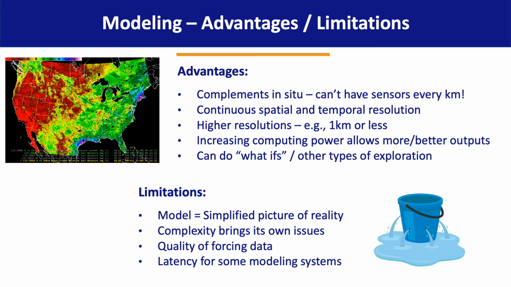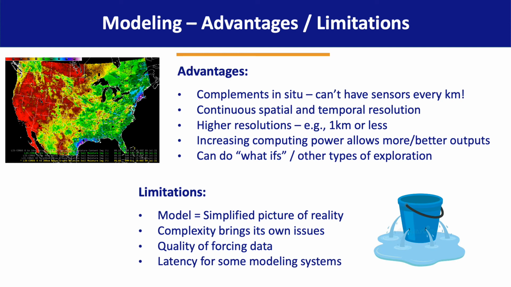Like any tool, modeling for soil moisture has certain advantages and some limitations. In terms of advantages, modeling complements in situ data observation because we can't have sensors every kilometer. It provides continuous spatial and temporal resolution, and with that, higher resolutions, in many cases a kilometer or less. With increasing computing power, we'll be able to get more and better outputs from the models, and models allow us to do what-ifs or other types of exploration.